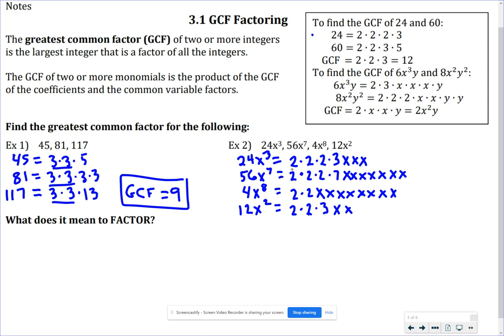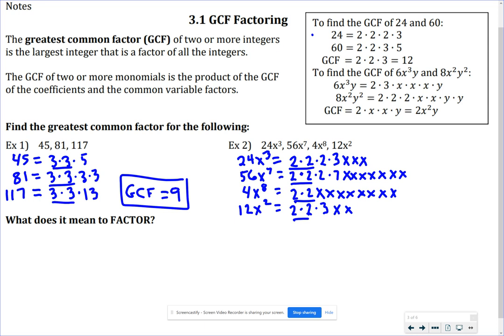What do we have in common? We have 2 and 2. Look, everybody has a pair of 2s. So we've got 4. Look, we don't have anything more because the 4x to the 8th doesn't have another factor to give. So the GCF for the coefficients is a 4.